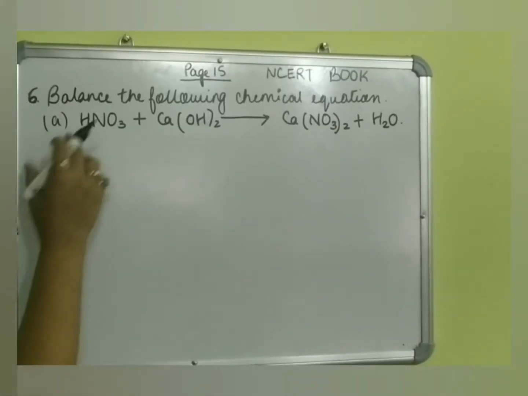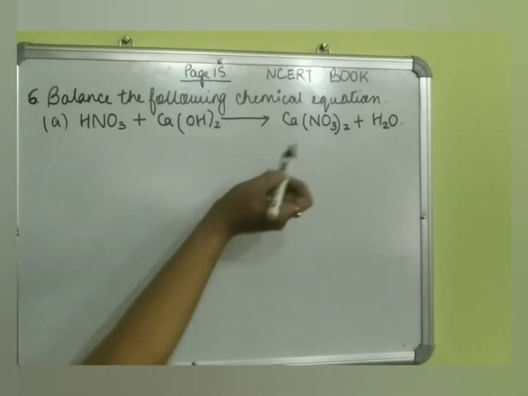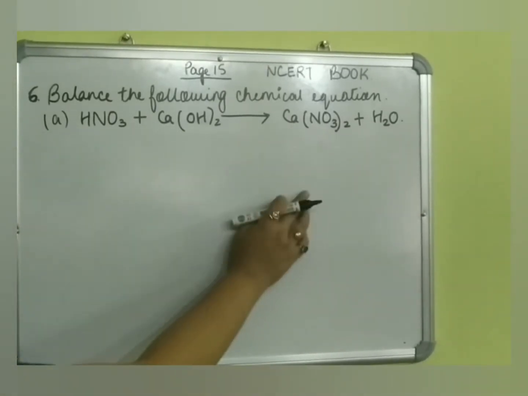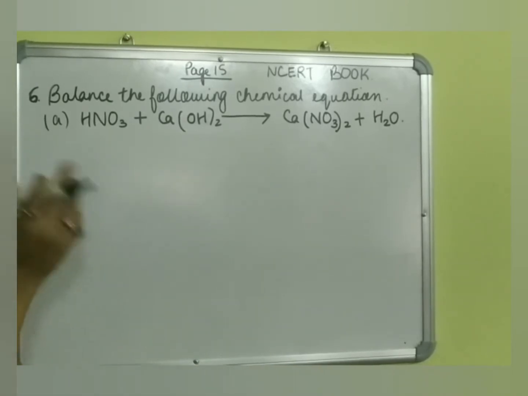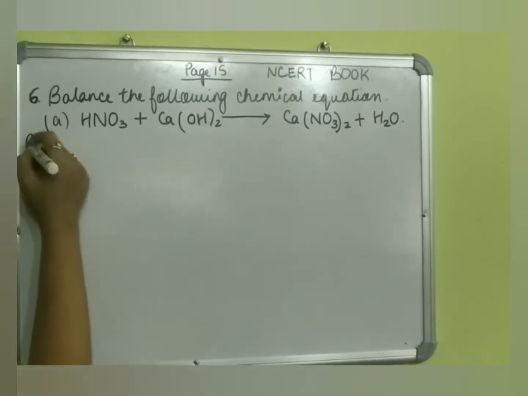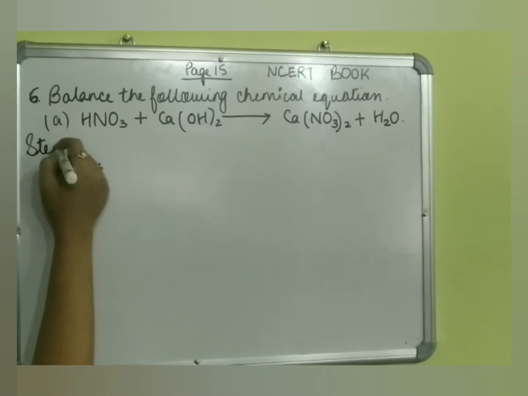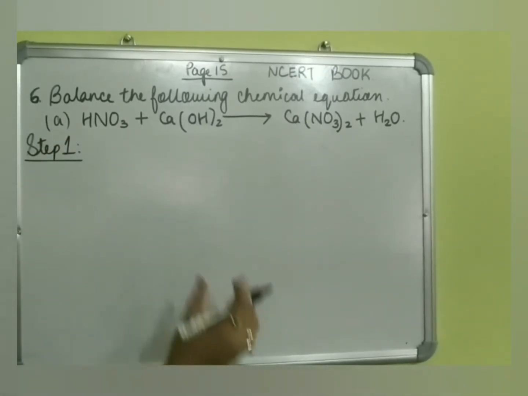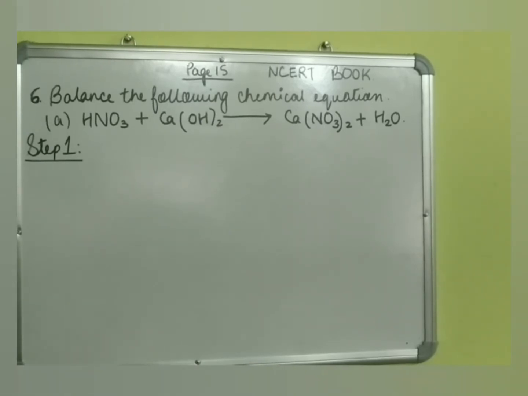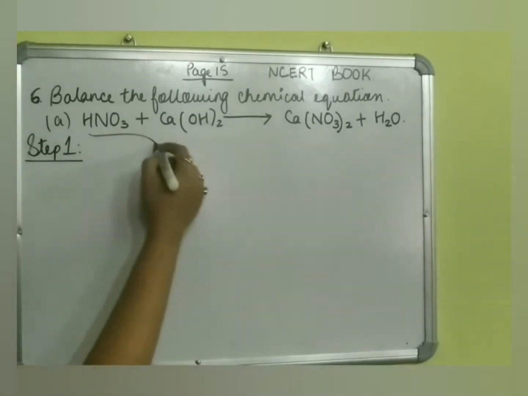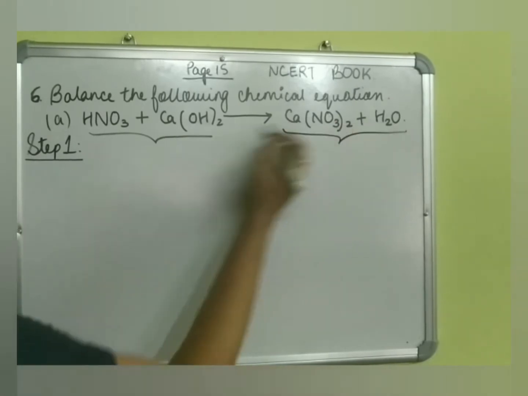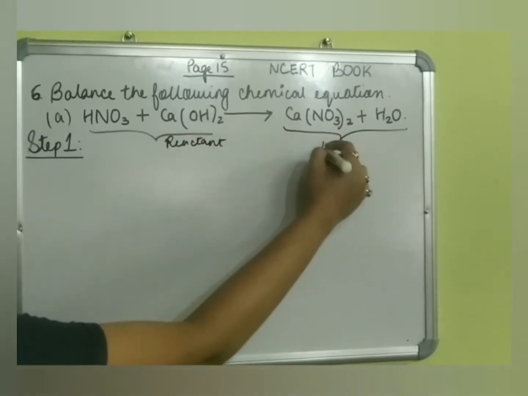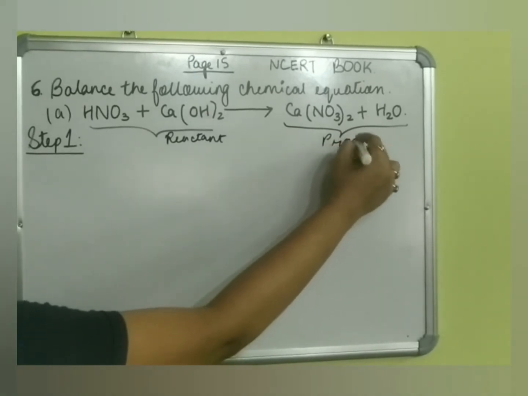Number 6 from page number 15, it is given: balance the following chemical equation. Today I will show you how to balance this equation using the steps that I have given earlier. Step 1: we will count the total number of atoms in the reactant and in the product. Here this is the reactant, and on the right hand side it is the product.